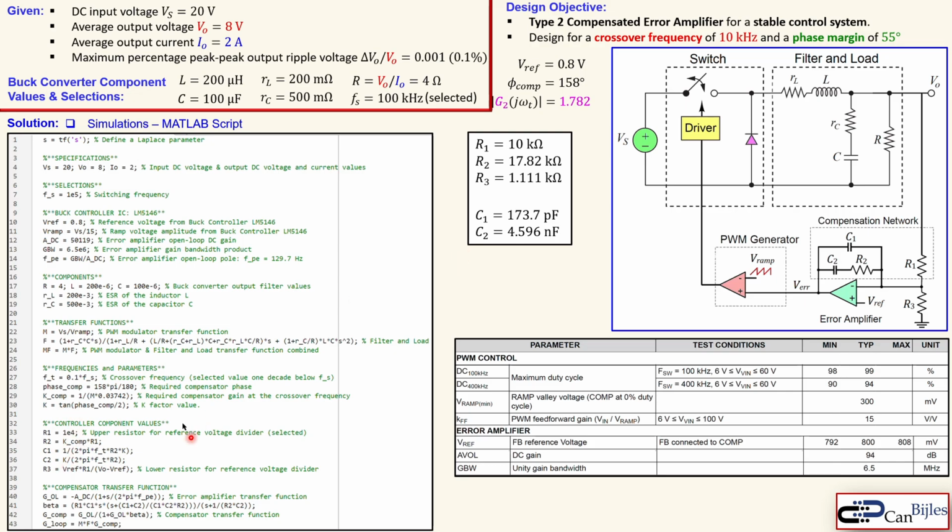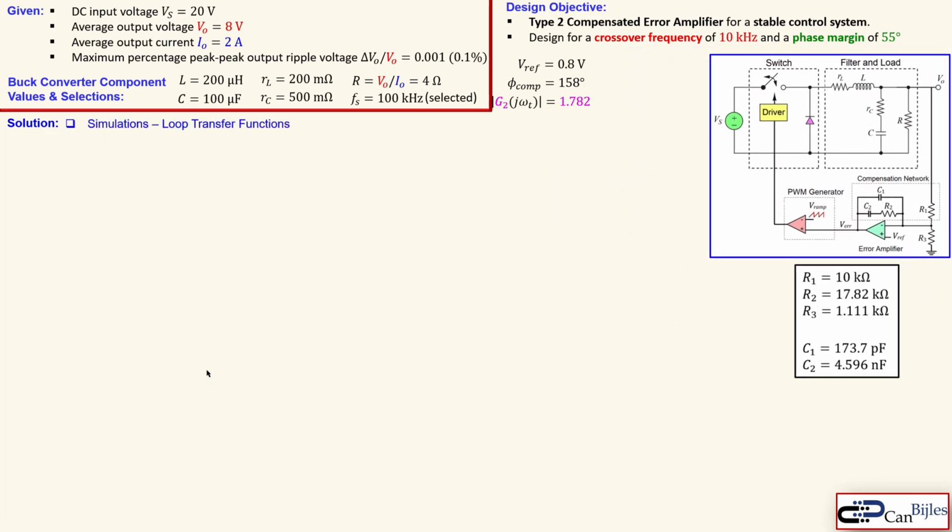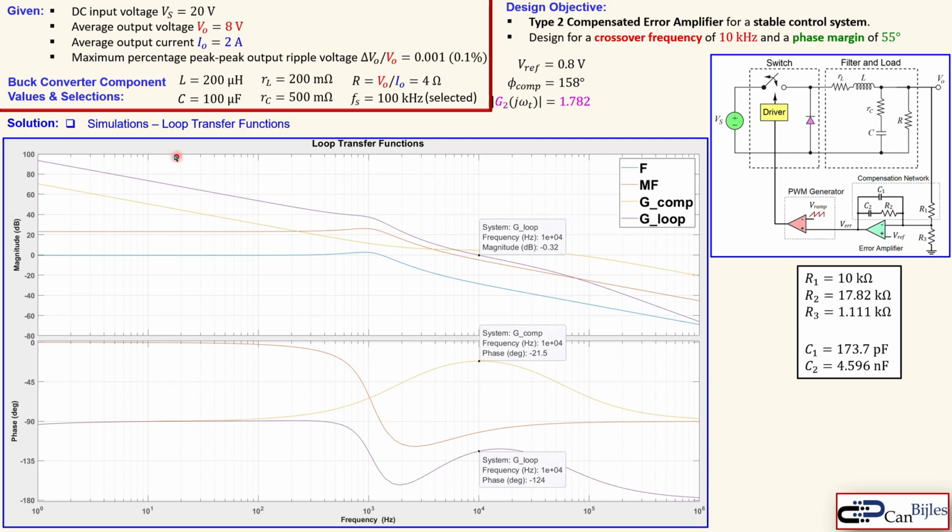So when you now do the calculations, we get also what we have calculated here. Now when you run this script and do the Bode plot of the loop transfer function for each of them, f is the filter, m times f is the filter times the modulator, g compensator is only the compensator itself, and g loop is the total part, that is the filter, the modulator, and the compensator.